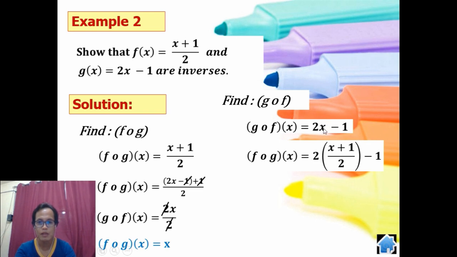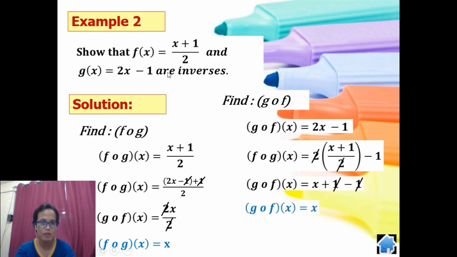So, what happens here is we copy the 2. Then, instead of writing x here, we replace it with the function f, which is x plus 1 over 2. Then, we still copy the negative 1. This time, we have the 2 here and 2, so we can cancel out the 2 and 2. So, what remains is x plus 1 in the numerator, then copy minus 1. So, 1 minus 1 is 0, so cancel out. So, what remains is x. So, therefore, these functions f and g are inverses.